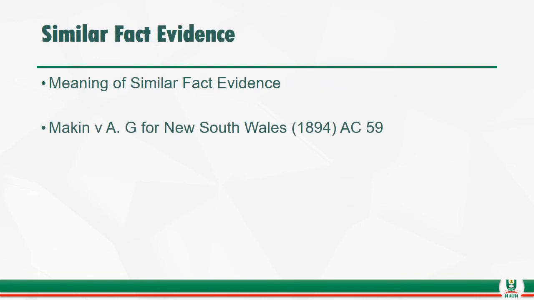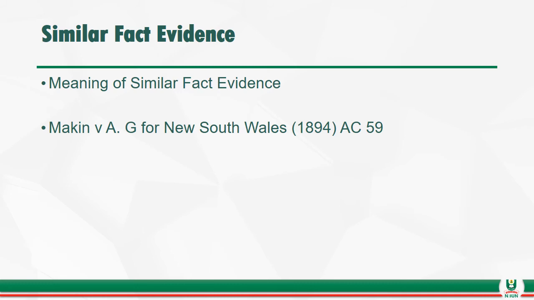Let us look at similar fact evidence. What is the meaning of similar fact evidence? You see, similar fact evidence is similar to character evidence, and the attitude of the law is that of general prohibition. The law prohibits similar fact evidence because it tends to show that it was the accused that committed the offense which is in issue. So similar fact evidence, like I pointed out, is excluded.